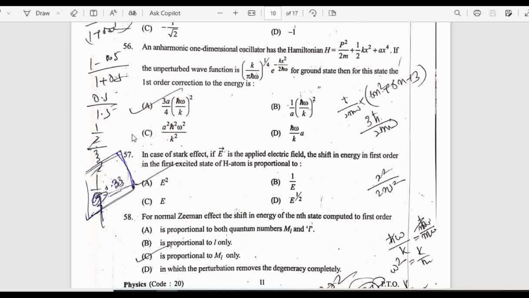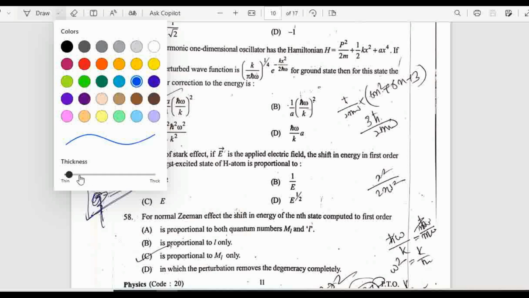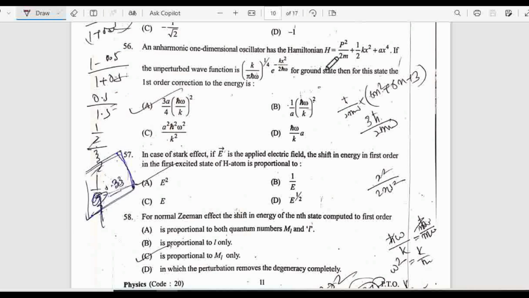Question 56: an anharmonic one dimensional oscillator has the Hamiltonian. This is the Hamiltonian given. And the wave function is also mentioned here. That means we don't have to assume the wave function in our mind. It is already mentioned. We don't have to assume. Okay, so what do you have to find?